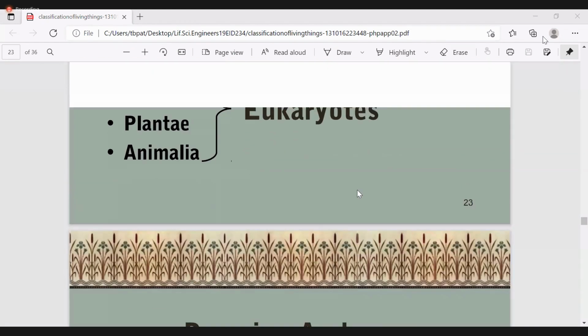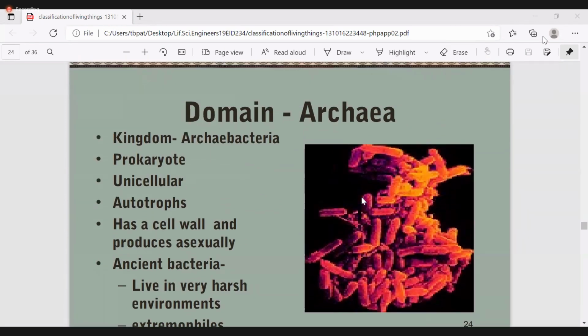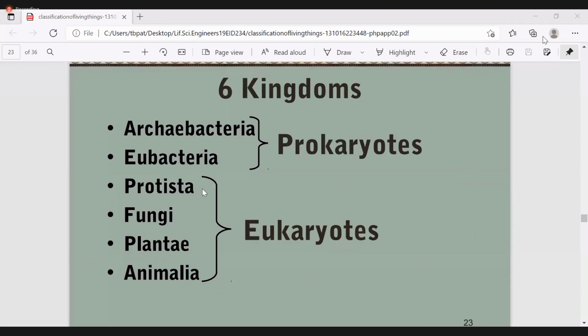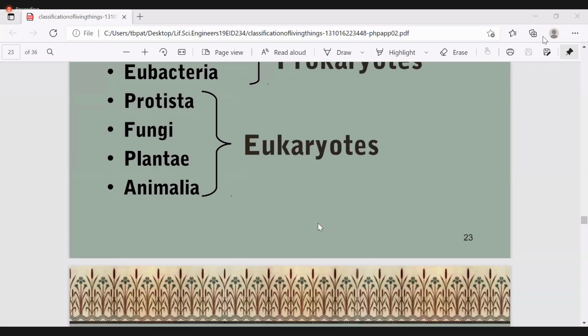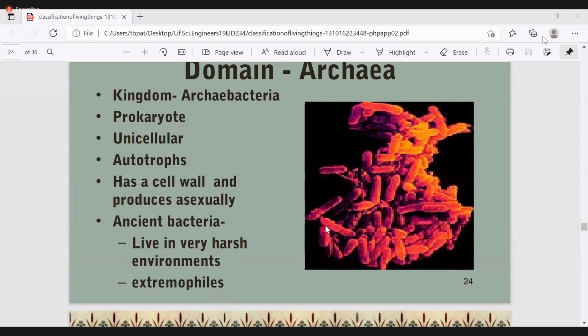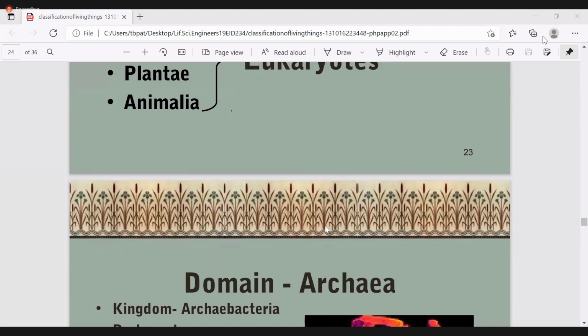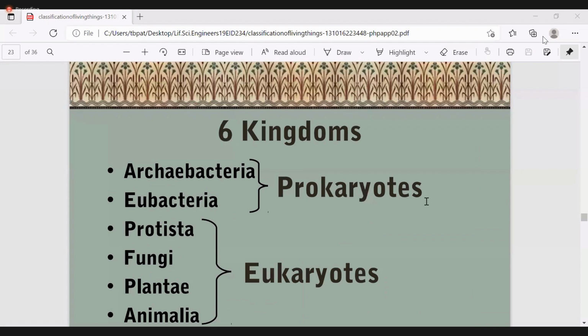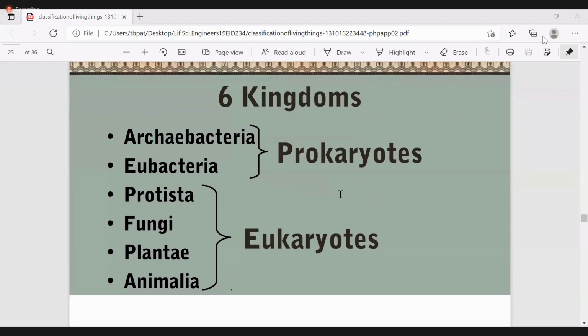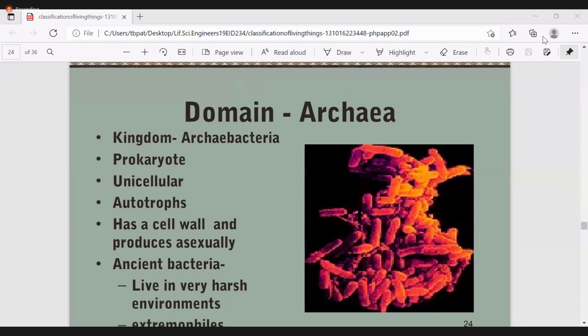Now the domain Archaea. Under the domain Eukarya come the protista, fungi, plants, and animals. The domain Archaea has the kingdom Archaebacteria, which comes under the prokaryotes, and the domain Bacteria has the kingdom Eubacteria, the best example of bacteria, also prokaryotic.